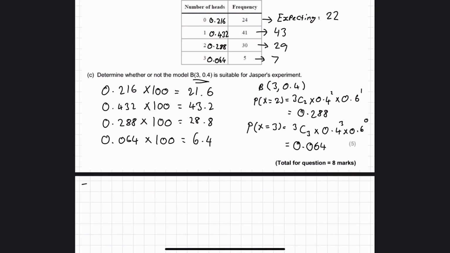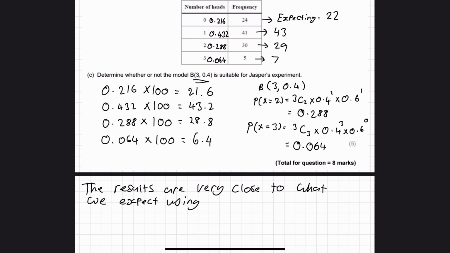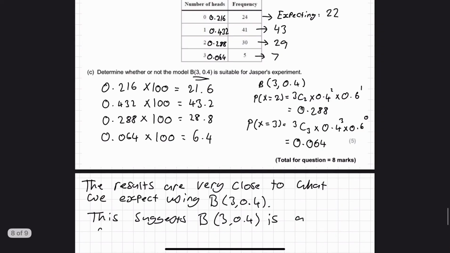So the results are very close to what we expect using B(3, 0.4). This suggests B(3, 0.4) is a suitable model.